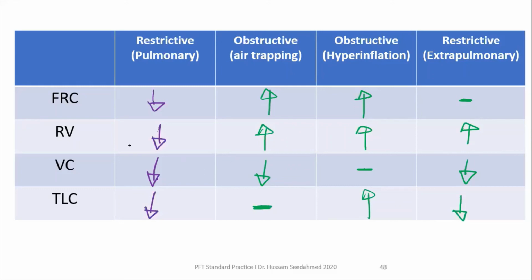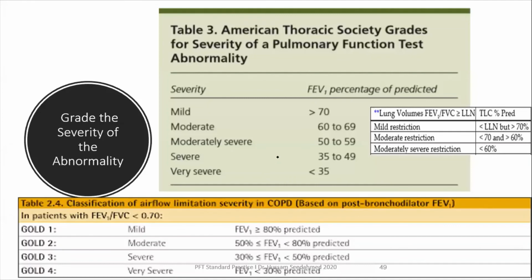So this is the interpretation of the lung volumes into these restrictive and obstructive patterns, due to air trapping, hyperinflation, or extrapulmonary causes. And this is just another summarization of what I've written in the previous slide. Here, you will see the grading of severity, which I've talked about, either by the GOLD criteria or the ATS, and this is for restriction.